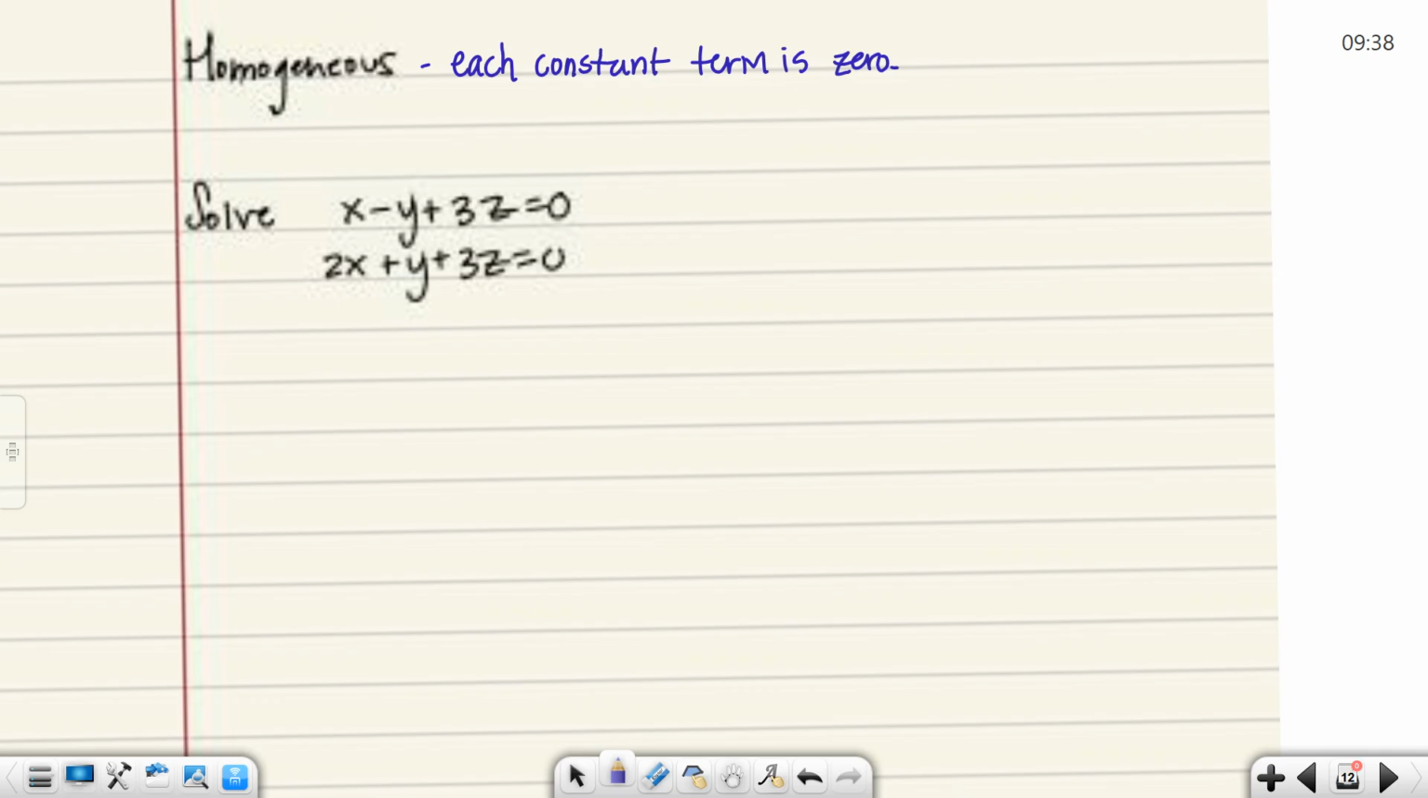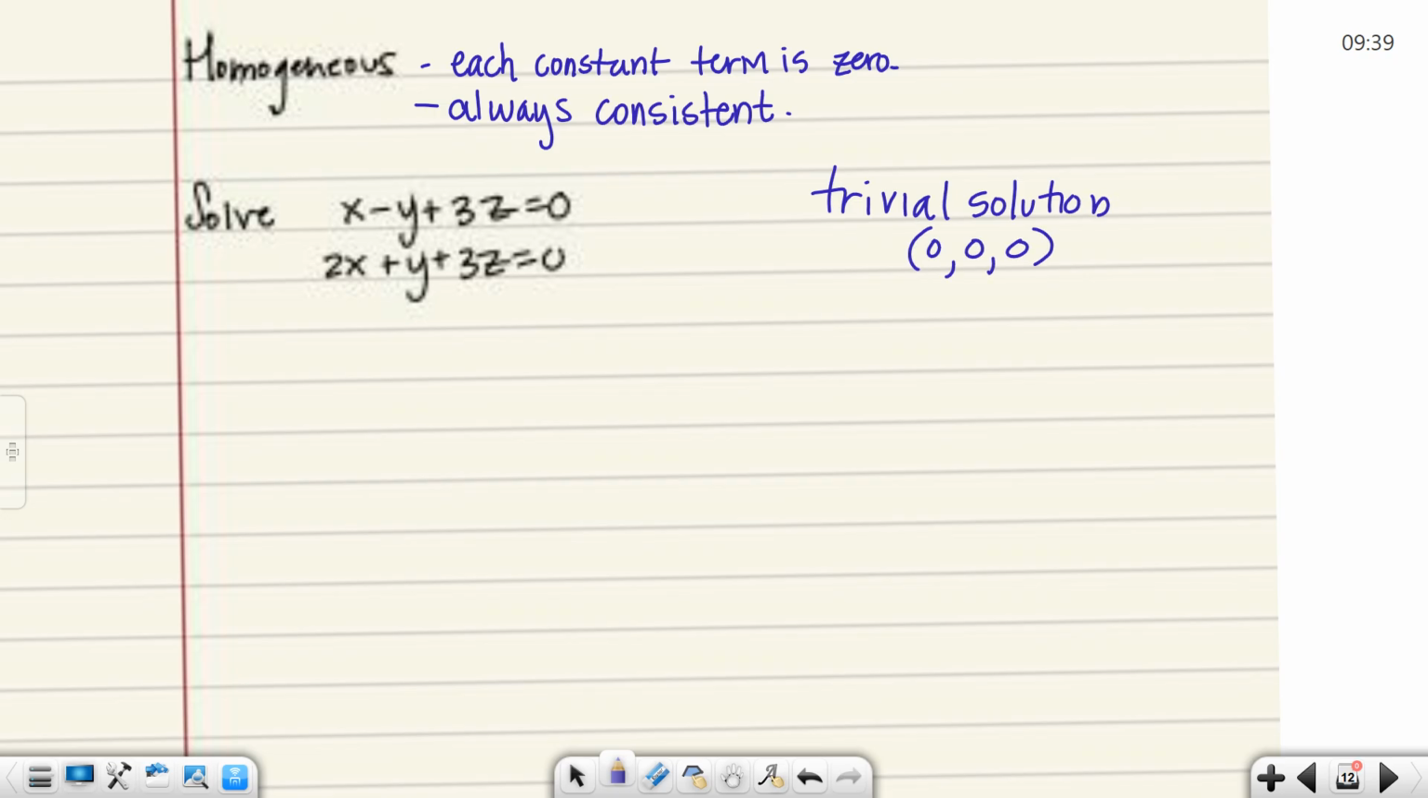Now, what's special about homogeneous is it always has a solution. So we could say they are always consistent. Here's why: if it's a solid row of zeros, then it's called the trivial solution. The trivial solution, and it's always called the trivial solution, is 0, 0, 0. That's always going to solve it.